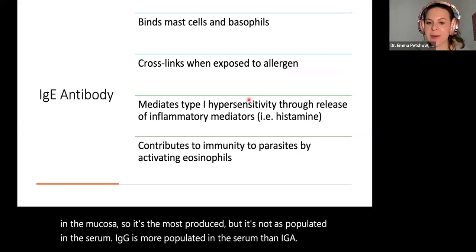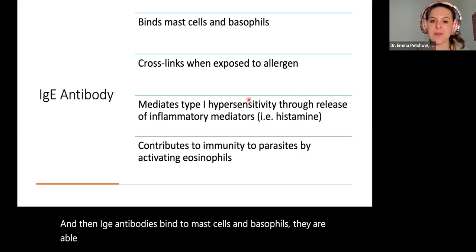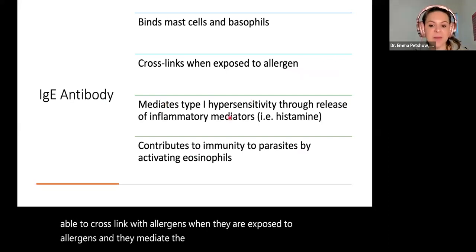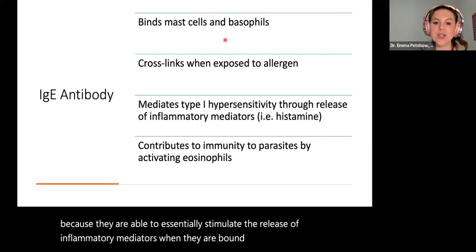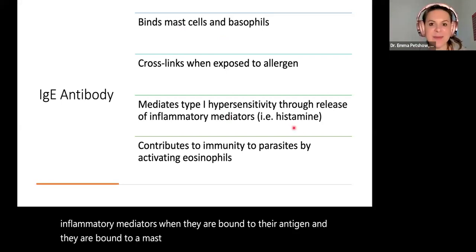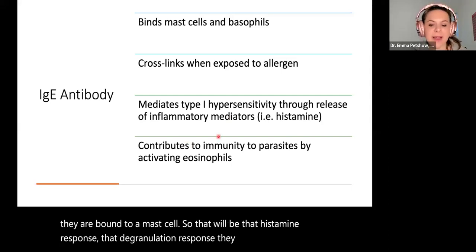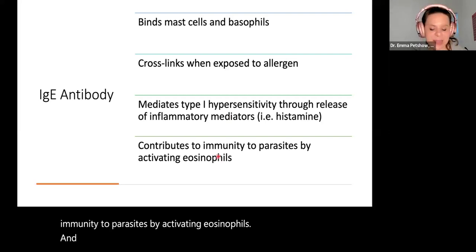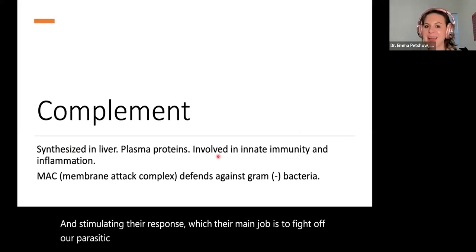And then IgE antibodies bind to mast cells and basophils. They are able to cross-link with allergens when they're exposed to allergens, and they mediate the type 1 hypersensitivity response because they're able to essentially stimulate the release of inflammatory mediators when they are bound to their antigen and bound to a mast cell. So that will be that histamine response, that degranulation response. They also can contribute to immunity to parasites by activating eosinophils and stimulating their response, which their main job is to fight off our parasitic infection. Those are our antibody classes.